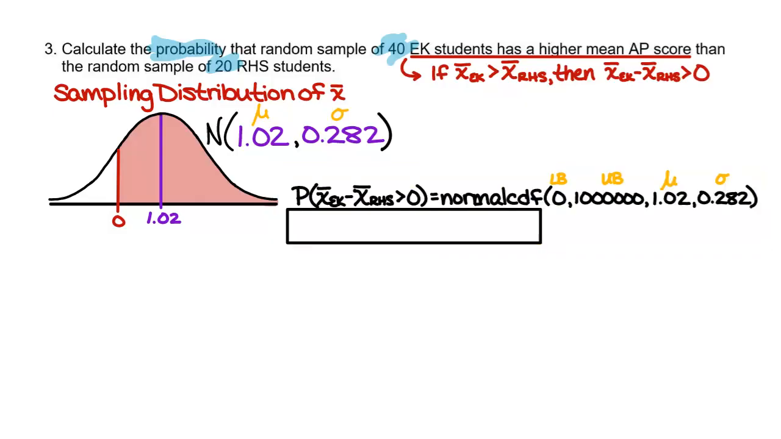So what we're going to pop into the calculator is this. I want the probability that when I subtract the sample means for East Kentwood and RHS, I end up with a number bigger than 0. I end up with a positive number. So we're going to do normal CDF, 0 for my lower bound. Upper bound is something stupid big. Mean of 1.02 and standard deviation of 0.282.